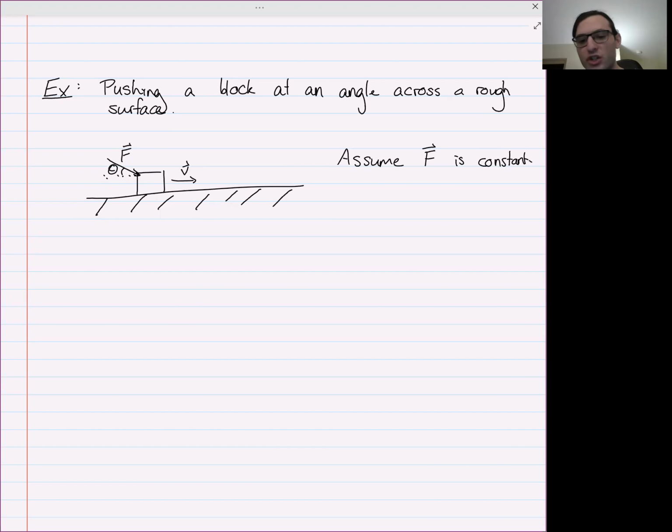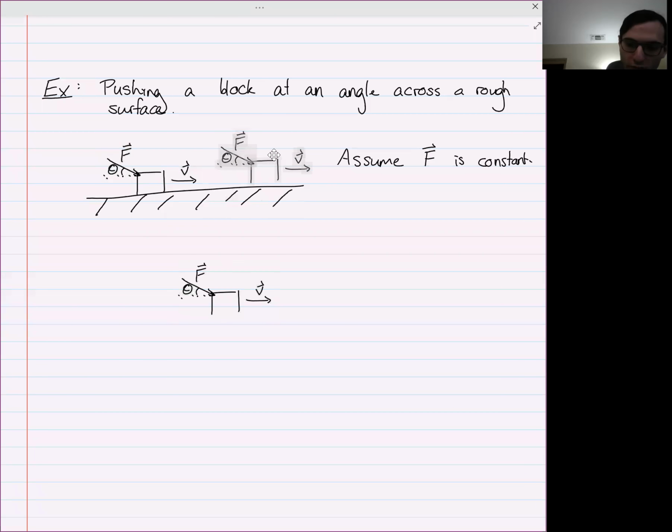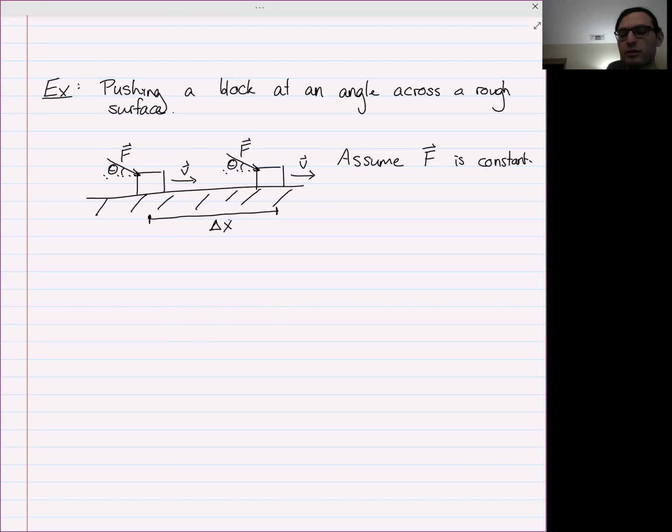V will probably be changing because, you know, if you're pushing it, it might start accelerating or it might slow down if there's a lot of friction, but that's the direction it's moving in. And you're going to keep pushing on it until it gets to the other side. So eventually it'll get over here. And let's just assume that it's still moving, but we're just interested in what happens between these two points in time. So this distance here is delta x.